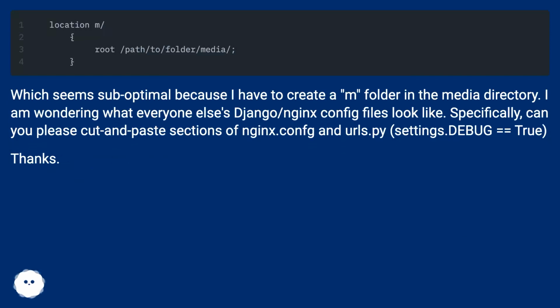Which seems suboptimal because I have to create a symlink folder in the media directory. I am wondering what everyone else's Django/nginx config files look like. Specifically, can you please cut and paste sections of nginx.conf, urls.py, settings.py with DEBUG equals True? Thanks.